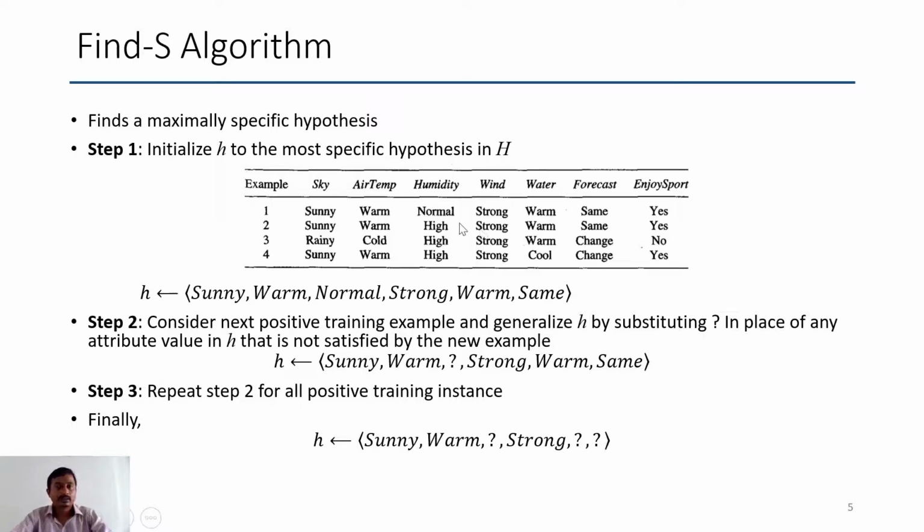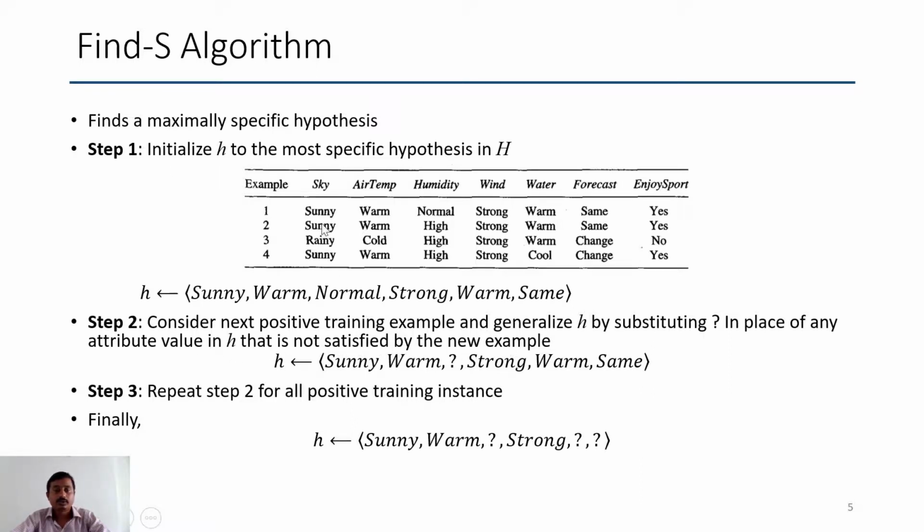So what are the stages in the Find-S algorithm? We will first initialize h to the most specific hypothesis in H. Most specific means most restrictive. We can consider any positive example as the starting point, so we have started with example 1. We have initialized h with the values of example 1: sunny, warm, normal, strong, warm, and same. Then step 2: consider the next positive training example and generalize h by substituting a question mark in place of any attribute value in h that is not satisfied by the new example.